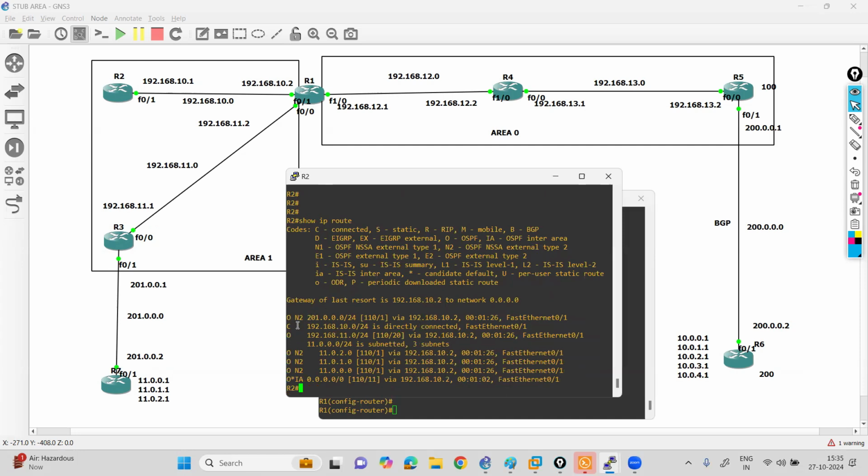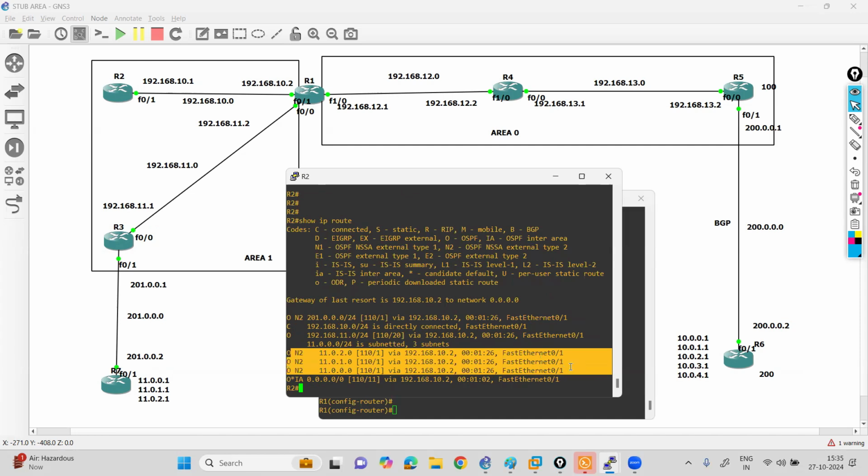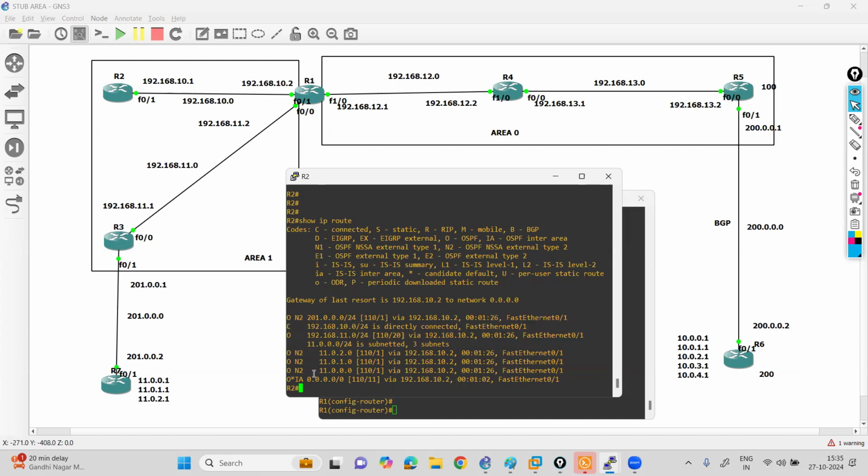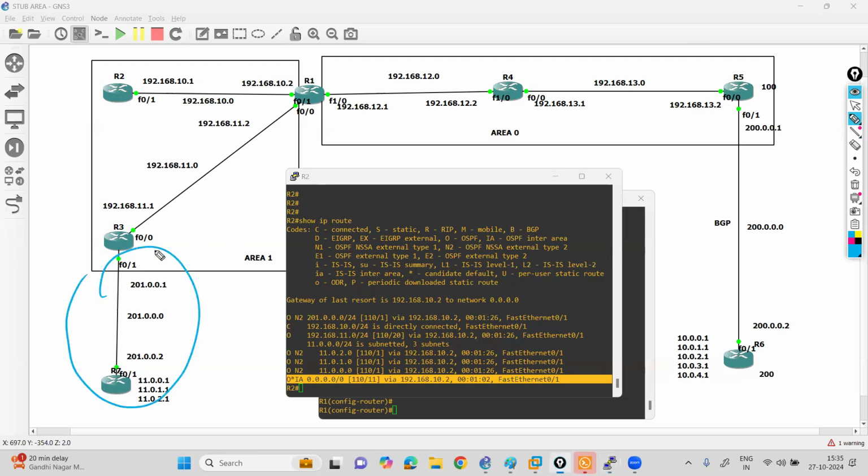Show IP route. So all the routes will be converted into what? The special type of external LSA, that is called NSSA. Right or not? 10.0 and 11.0 are available, but external routes like 13.0 will be converted to a default route. Now any confusion, dear? This is just to pass the information of this external route with the help of NSSA. Any confusion with this, dear?